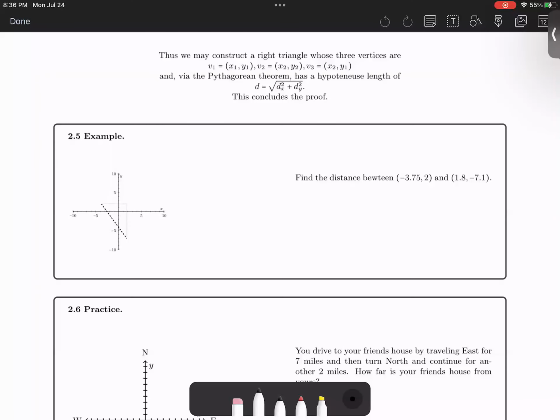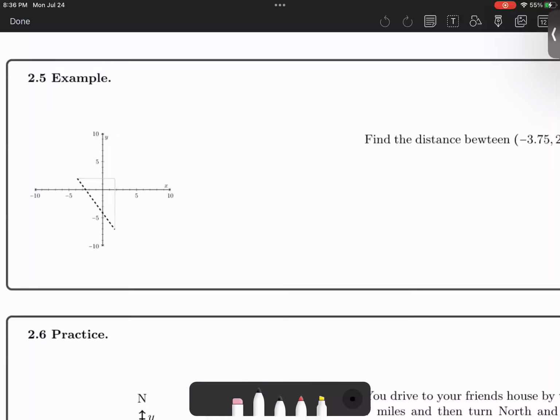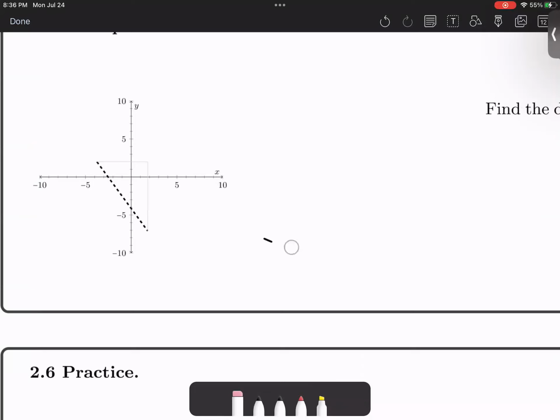Let's find the distance between 2 points. The first point has an x value of minus 3.75 and a y value of 2. So we've got a graph here. Looks like it's going to be that point, right? X is minus 3.75. Y value is 2.